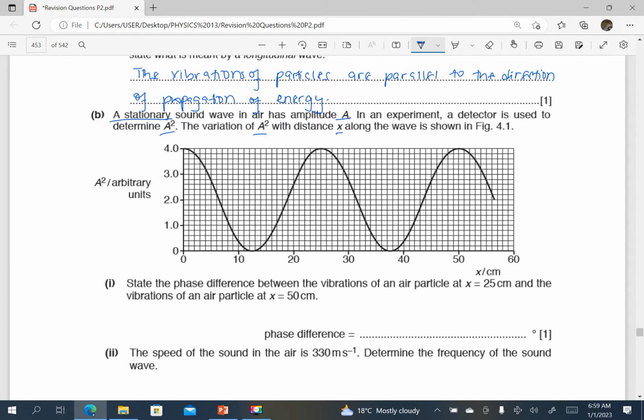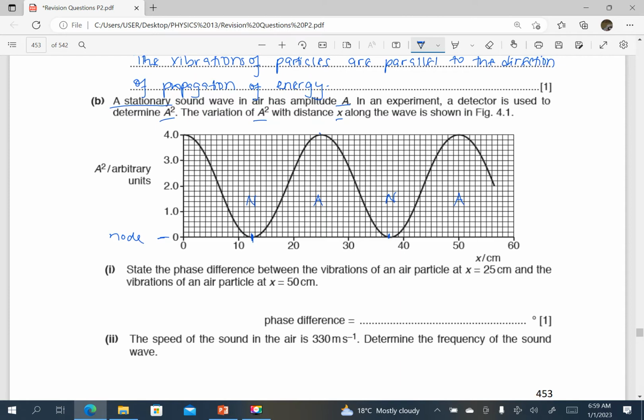Remember, for a stationary wave, where the amplitude is 0, we have what we call the node. And where the amplitude is maximum, we have what we call the antinode. So at this point here, the amplitude must have been 0, so we have a node here. This point here, the amplitude is maximum, we have an antinode. Here, the amplitude is 0, we have a node. Here, the amplitude is again maximum, we have an antinode. So wherever the amplitude is 0, just know that is a node, and whenever the amplitude is maximum, that is an antinode.